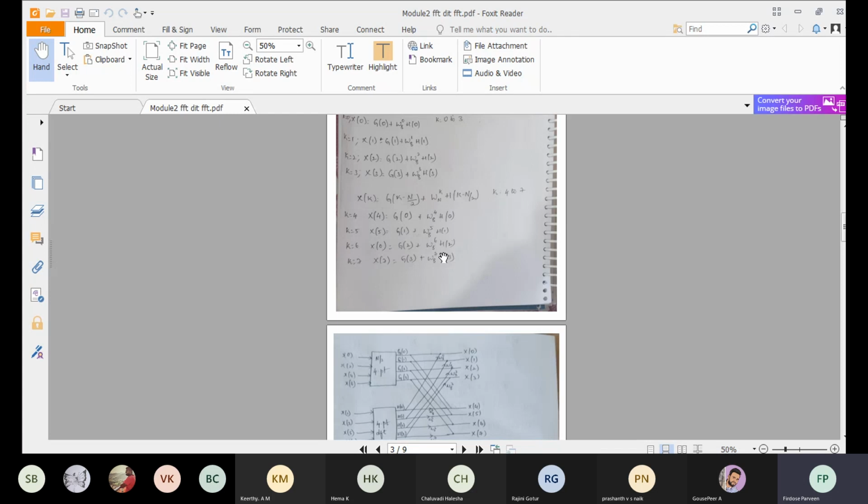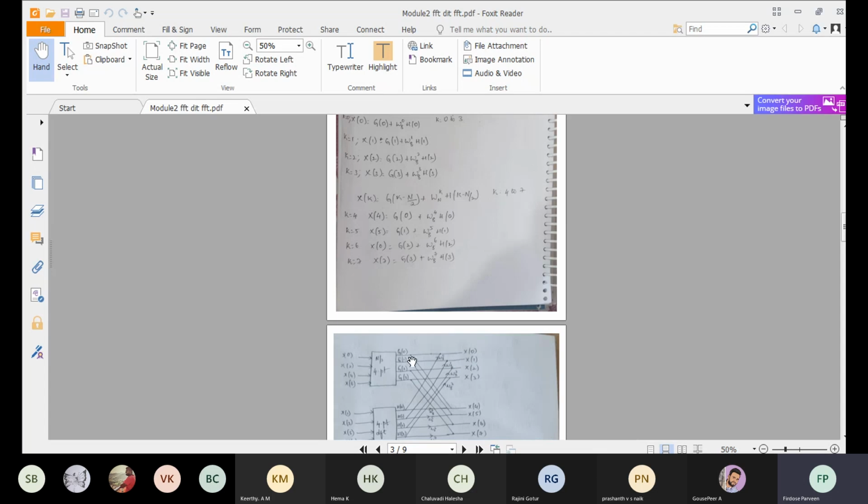Okay. So now what is your x of 0? X of 0 is g of 0 plus W to the power of 0, h of 0. So this is your x of 0. From here what you will be getting? G of 0 like this. From here you will be getting h of 0. So this one will be your x of 0. Here you will be having W_8 to the power of 0. This is W_8 to the power of 0. This is W_8 to the power of 1. W_8 to the power of 2. W_8 to the power of 3. This one. Okay. So what you will be getting? So x of 0 is what? G of 0 plus h of 0 into W to the power of 0. In the same way, what will be your x of 1?